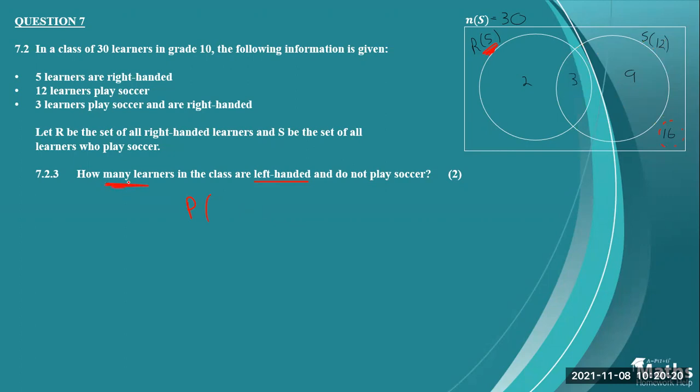Okay, they don't ask the probability. They ask how many. They're not asking probability, so we just say 16 learners. If they said what's the probability of being left-handed and not playing soccer, then you would have said the probability would have been 16 over 30. But now they just ask how many learners. So it will be 16 learners.